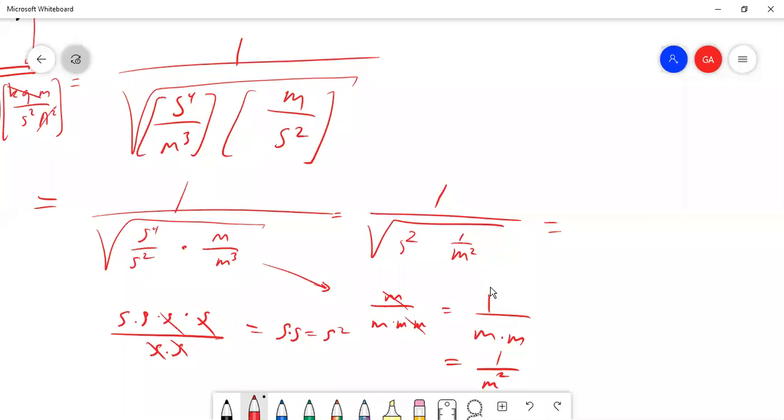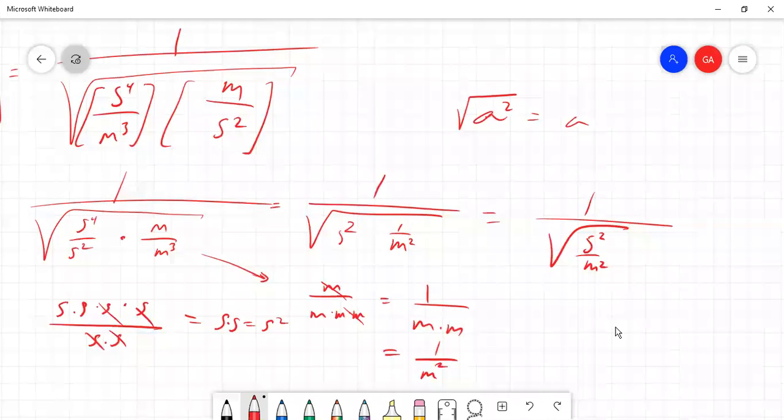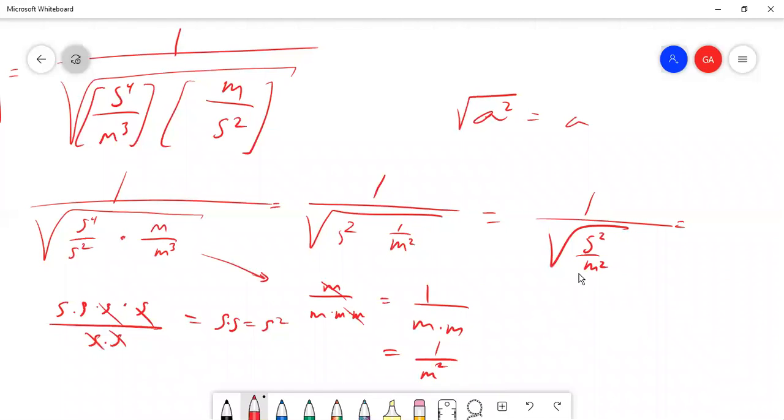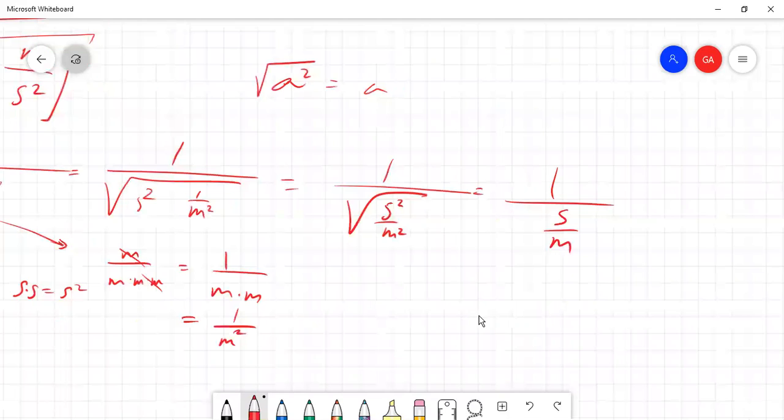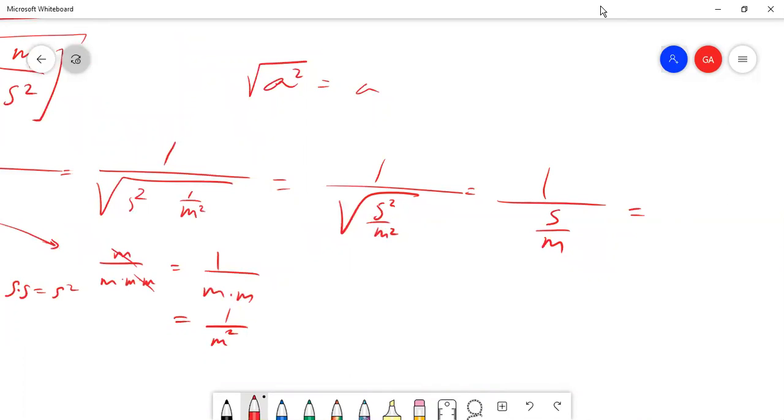And now, what is this? The square root of seconds squared over meters squared. What is the square root of that? It's just S over M. Actually it's the absolute value, but for the sake of units, it's just S over M. Remember, this was the definition of absolute value. And what is 1 over a fraction? If I had this, what is that equal to? The flipped fraction. So what is this? M over S.